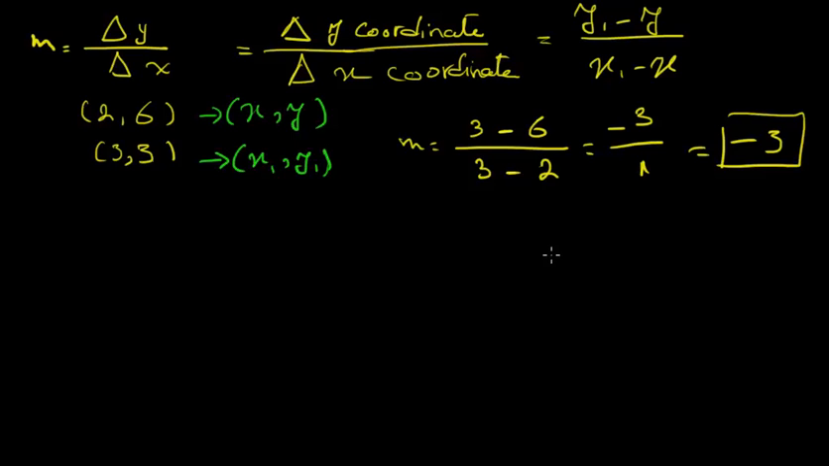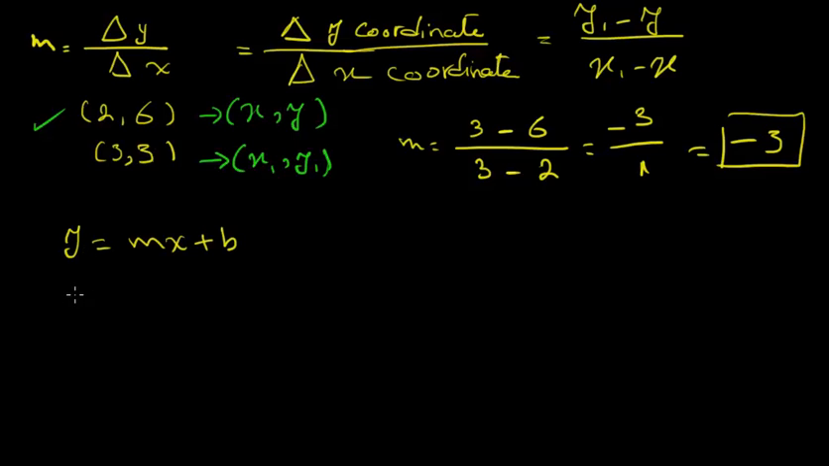Now that we know our slope, the next step is to find out about b, or the intercept. To do that, we put one of these coordinates in the slope-intercept formula. So the formula is y equals mx plus b. Now we choose one of these coordinates. It doesn't matter which one we choose, because both satisfy the equation. Now let's choose the first one.